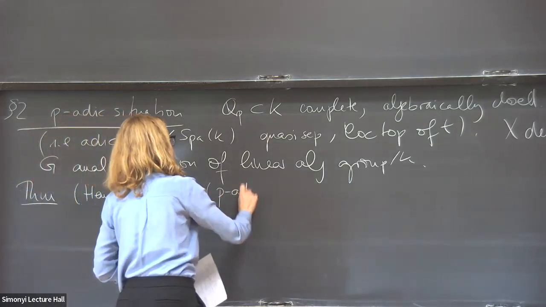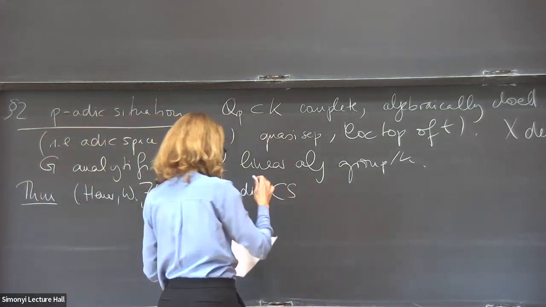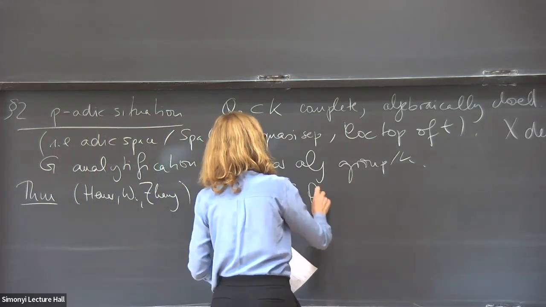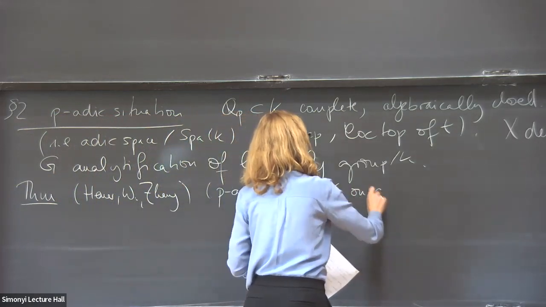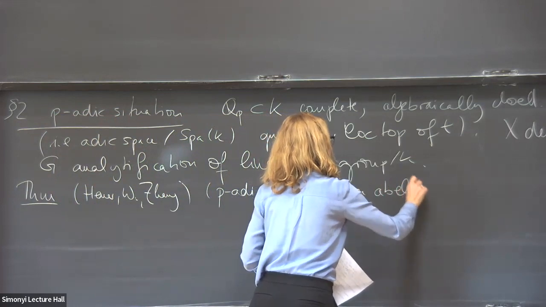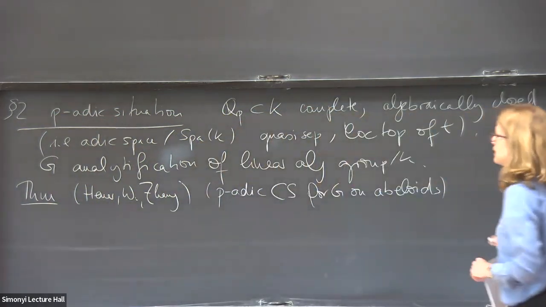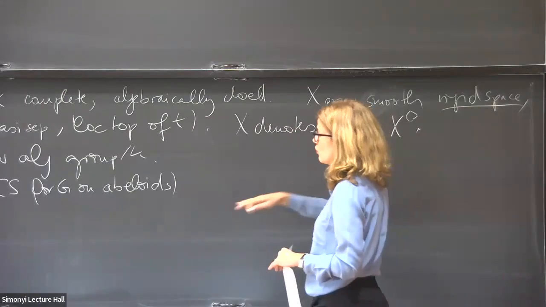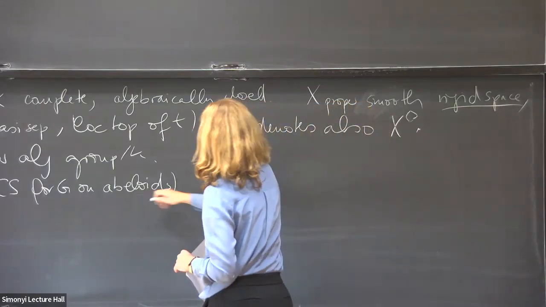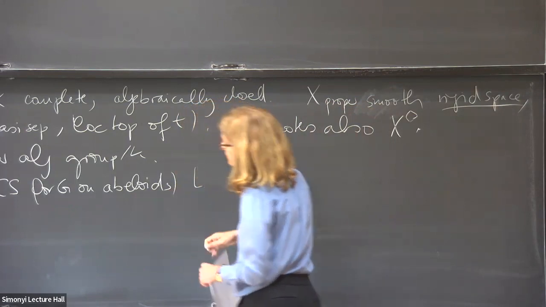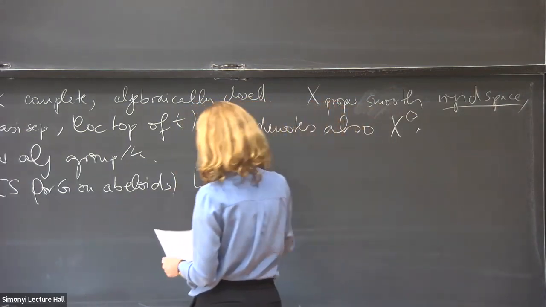You might call this a p-adic Simpson correspondence, but for linear algebraic groups, but I need a special X. Maybe I need for this theorem X to be an abeloid. I will say something more about this choice in a second. First, let me write down.